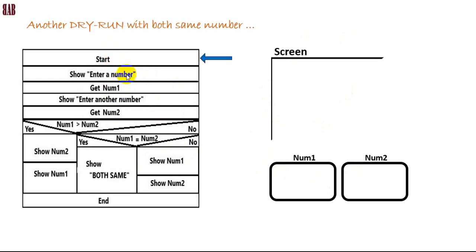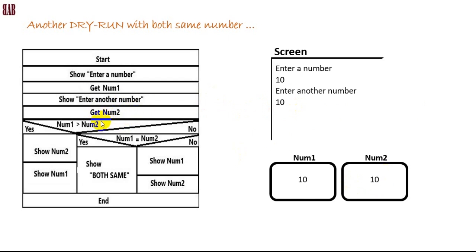So let's start. Show enter a number. So this will display. Now the user will see this message and he has to type a number. Now to get the number, we have this get num instruction. Get, and it's taking into num1, which is this one. Okay. So let's say user types 10. 10 will be accepted by num1. Okay, num1 variable. Then you go to the next line, which is this. Show enter another number, and you go and wait for the num2 here. Now user, let's say, types the same number again. That is taken by num2, which is here, right?